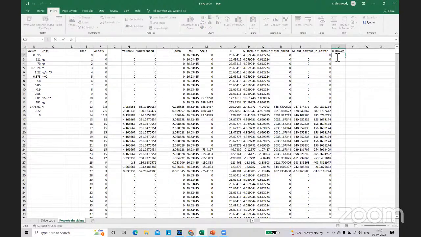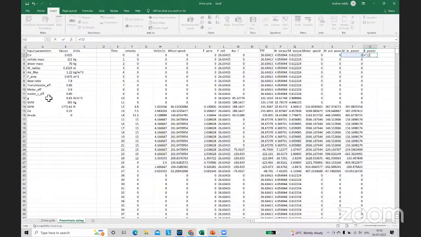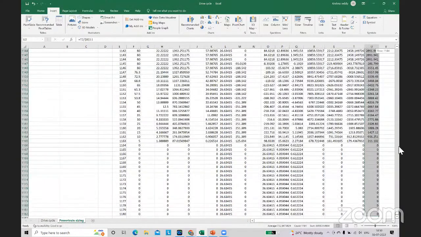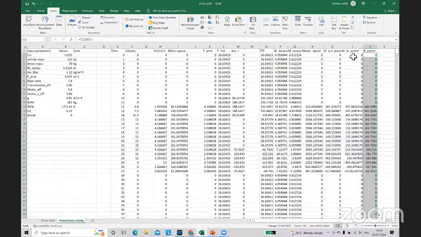So that is equal to motor power divided by motor controller efficiency. Add a dollar symbol before and after B, then press enter. These are in watts, okay? The power is in watts. Motor power is in watts. Further, you can calculate battery energy by just multiplying with the time.